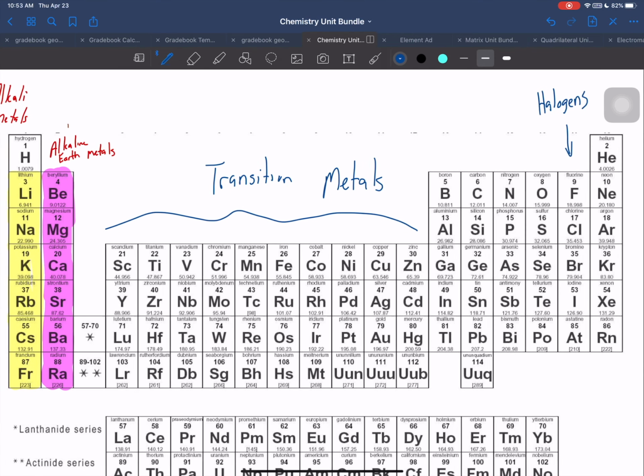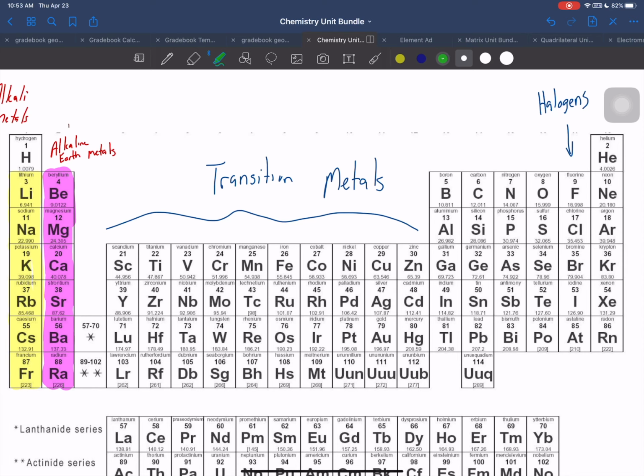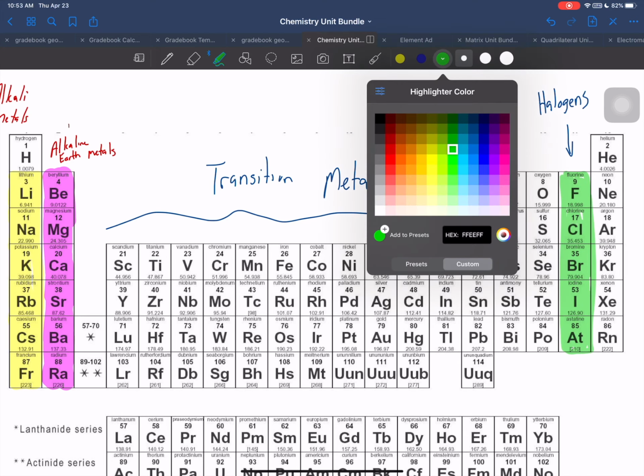But then when we get to the halogens, they're typically not metals. There are gases in this column. There are some solids. Fluorine and chlorine, for example, are gases. Bromine's actually a liquid, and iodine and astatine are solids. But they're all very, very reactive.